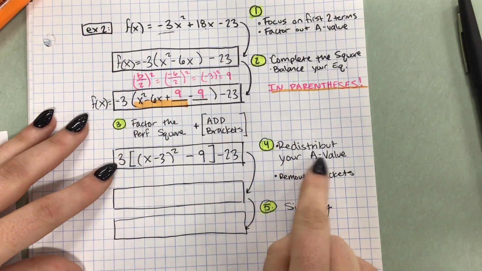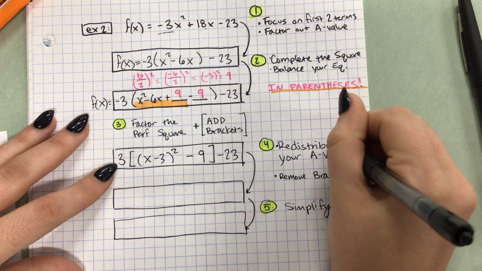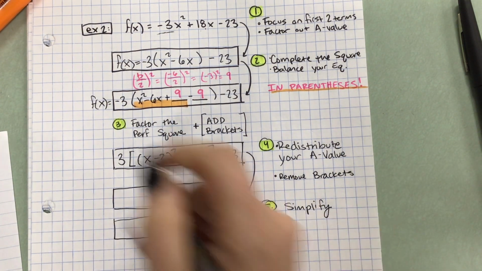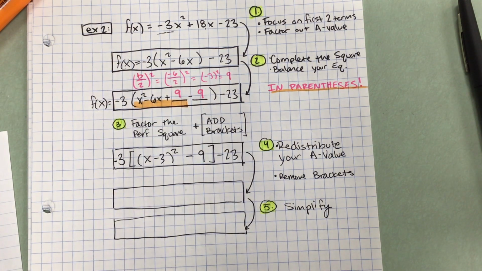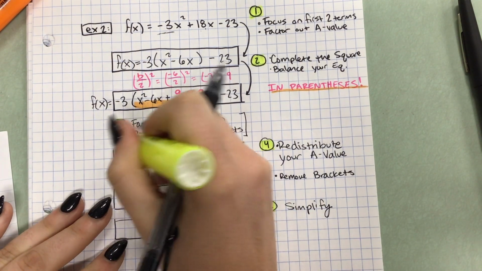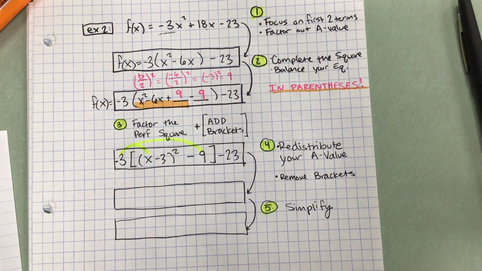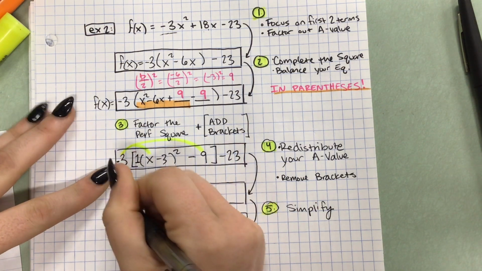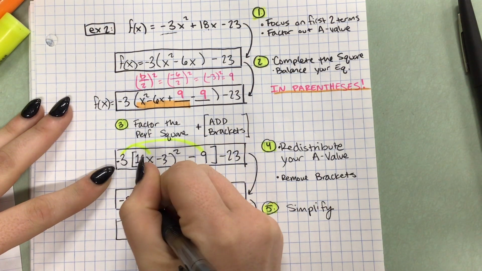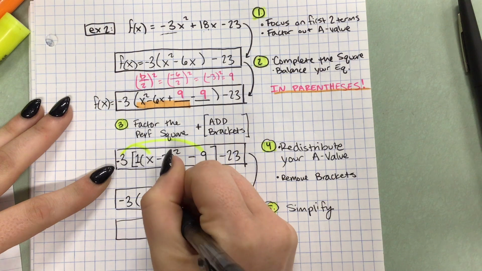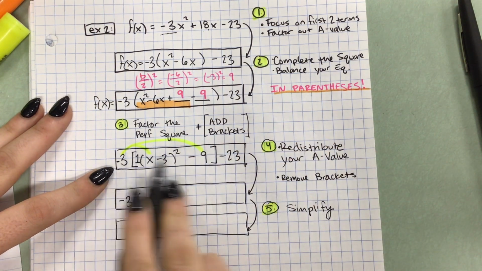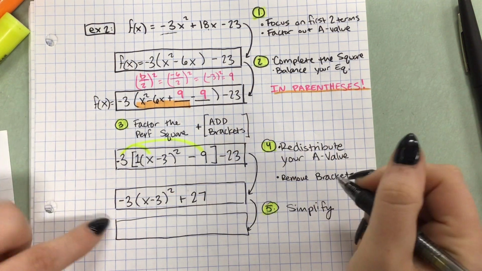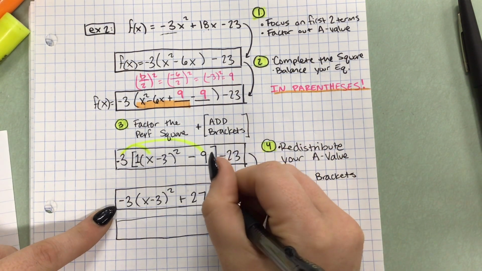Step 4, redistribute your a value. So we're going to take this -3, I didn't copy that as negative, my bad, and distribute it to everything inside the brackets. Remember, there's a 1 right here. So we're doing -3 times 1, we get -3 parentheses x minus 3 squared. -3 times -9 gives me a positive 27. And bring down your -23.